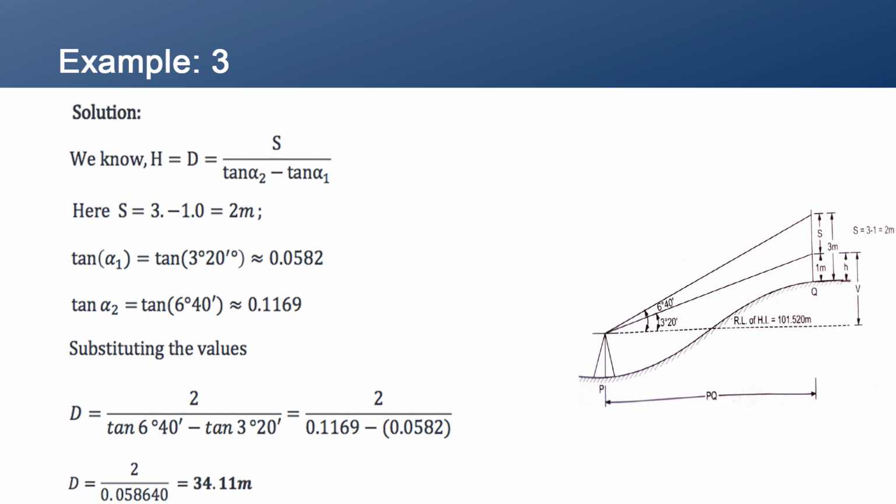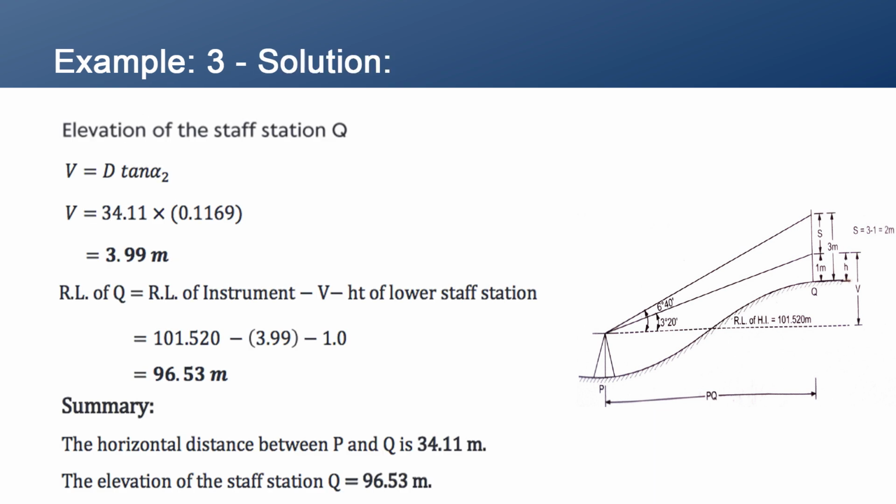So, substituting the values, we get D is equal to 2 by tan 6 degree 40 minutes minus tan 3 degree 20 minutes, is equal to 2 by 0.0586, which is equal to 34.11 meter. Now, moving to the next part of the problem, that is the calculation of the elevation of the staff station Q. So, for which let us calculate the vertical distance.